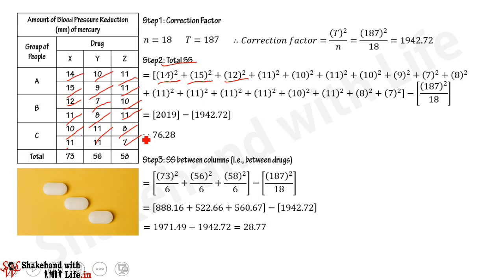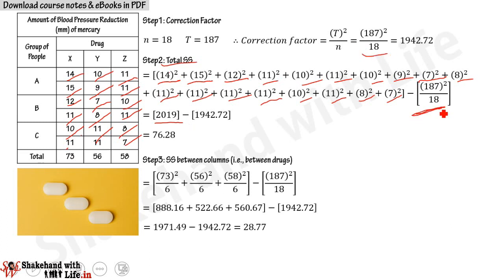Right. So we have the square of each element, and then we add all the squares. The sum of squares of each element we get is 2019 if we solve this. And then subtract the correction factor. So the correction factor is the square of 187 divided by 18. So here we have subtracted this.